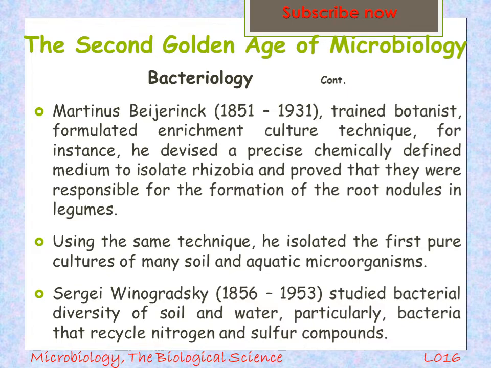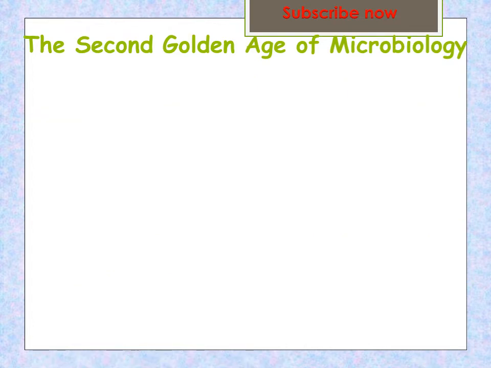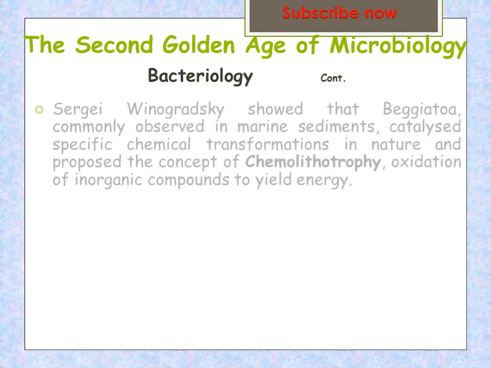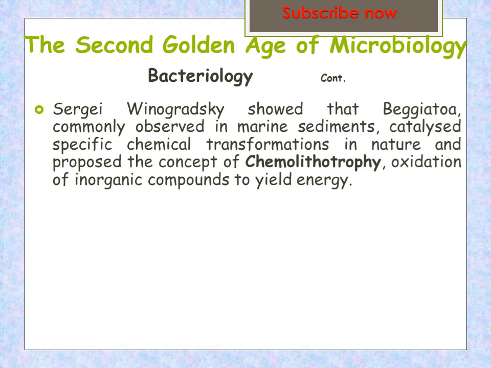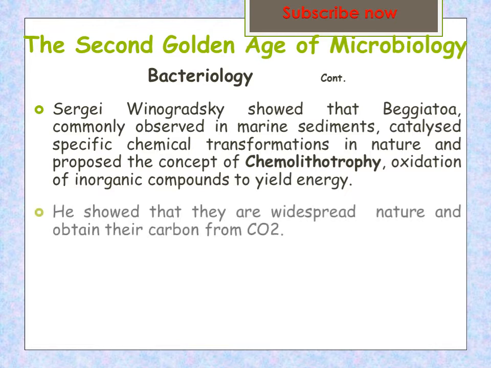Sergei Vinogradsky showed that Beggiatoa, commonly observed in marine sediments, catalyzed specific chemical transformations in nature and proposed the concept of chemolithotrophy, that is, oxidation of inorganic compounds to yield energy. He showed that they are widespread in nature and obtain their carbon from carbon dioxide.